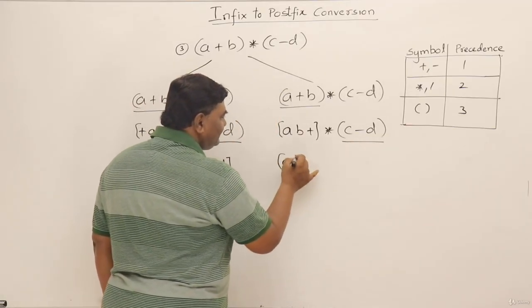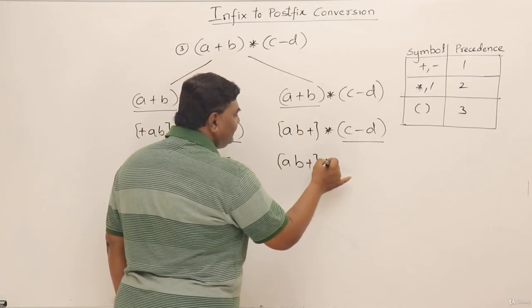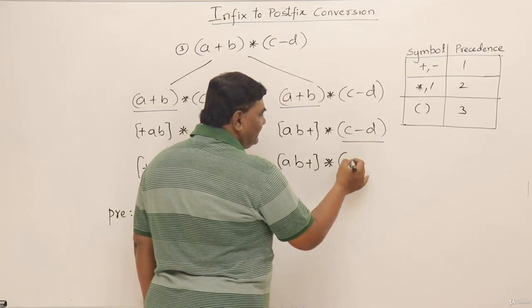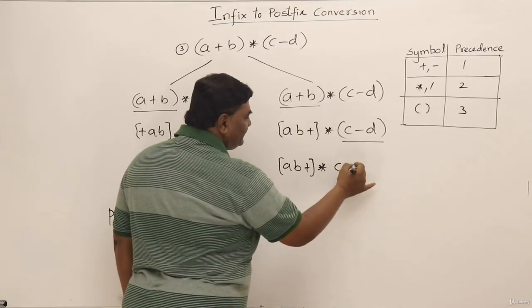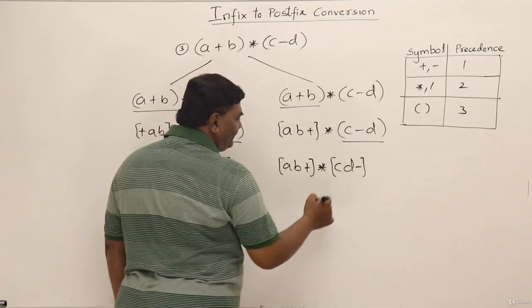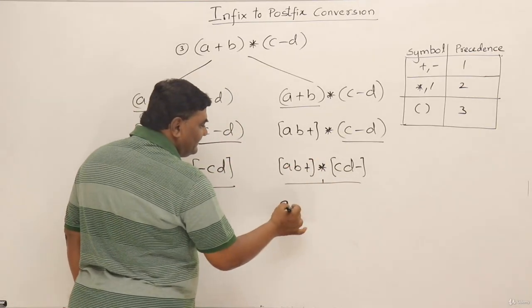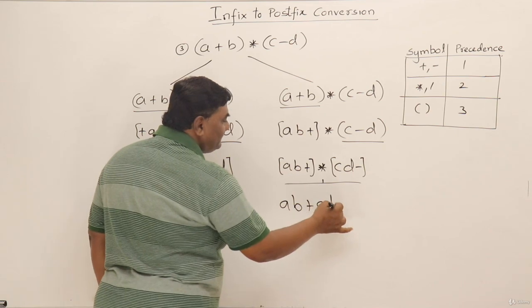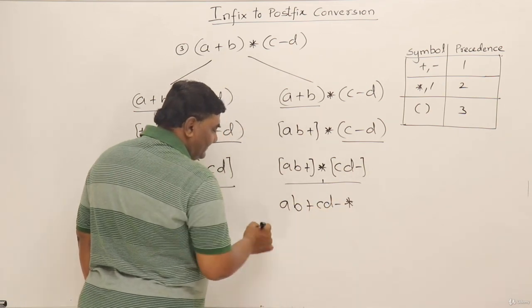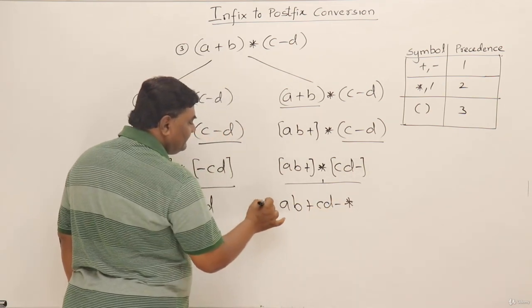So take this left hand side as it is, then convert that one into postfix. So CD minus, put it into the square brackets. Now this multiplication is remaining upon left hand side and right hand side. So AB plus CD minus star. This is the postfix form.